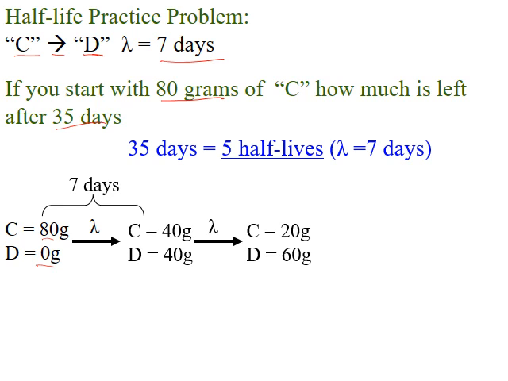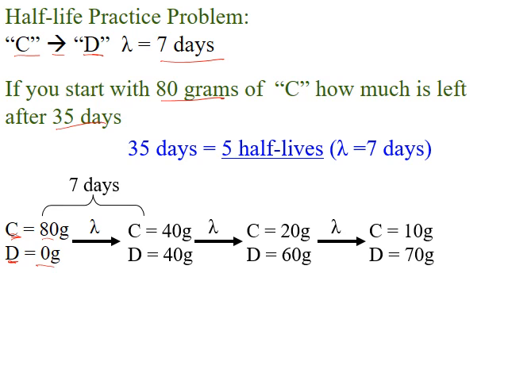So really what we're looking at is the ratio between the radioactive C and the stable D. We're looking at the ratio between the two. After another half-life, well, now we take half of 20, that's 10. The other 10 becomes D, so now we're at 10 and 70.